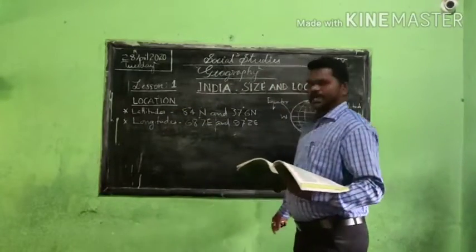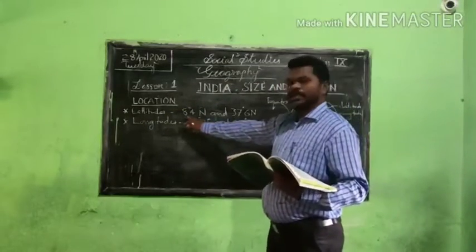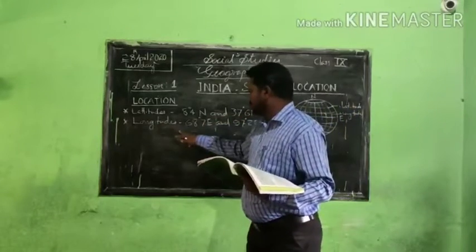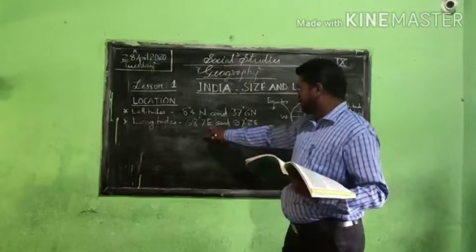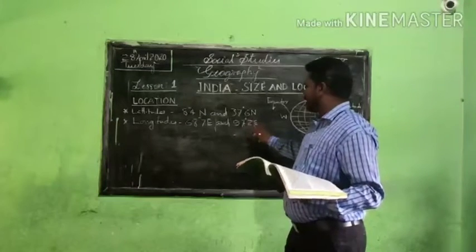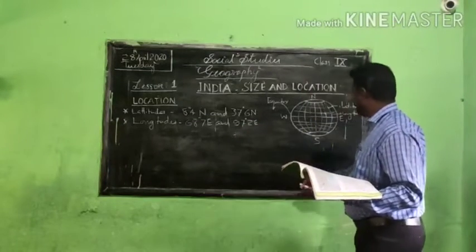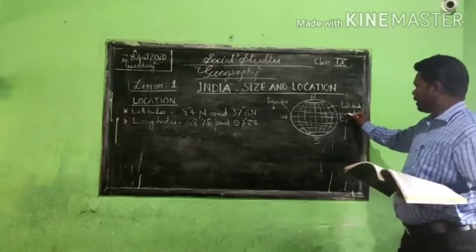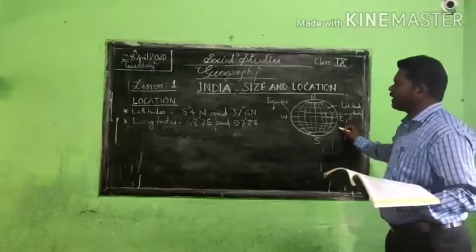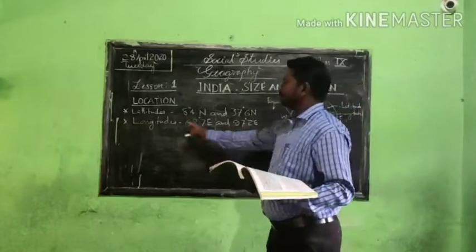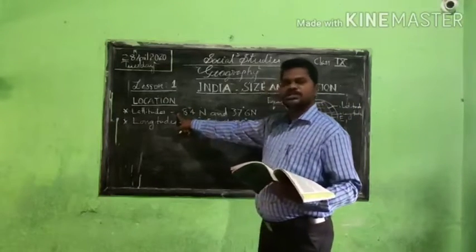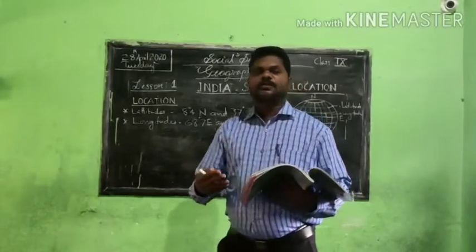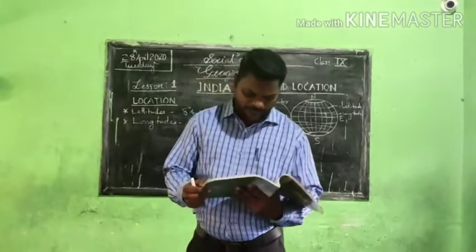Okay, latitudes: I already informed you that they are 8 degrees 4 minutes north and 37 degrees 6 minutes north, and the longitudes are 68 degrees east and 97 degrees 25 minutes east. You know that I already explained which one is the latitudes and which one is the longitude. I have already given the explanation. The location of India is according to these latitudes and longitudes, and we use them to see the location of India.